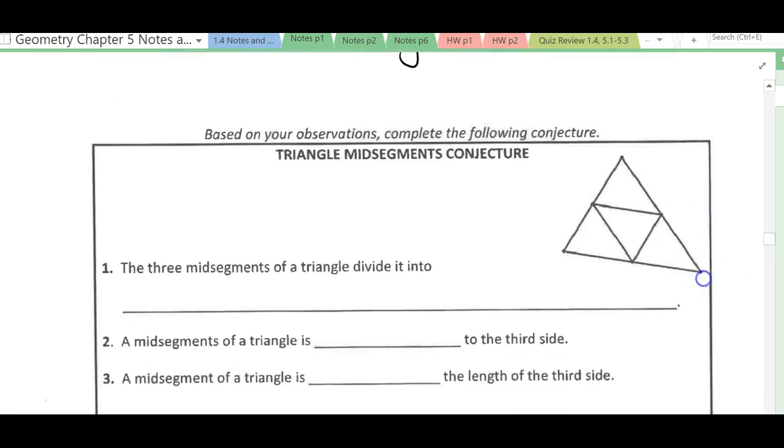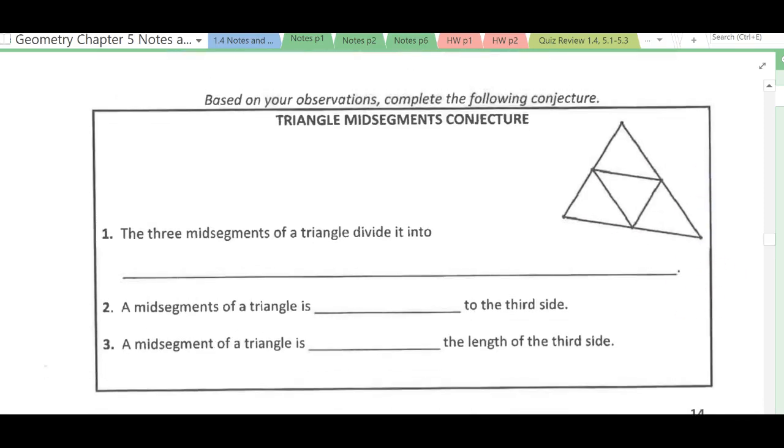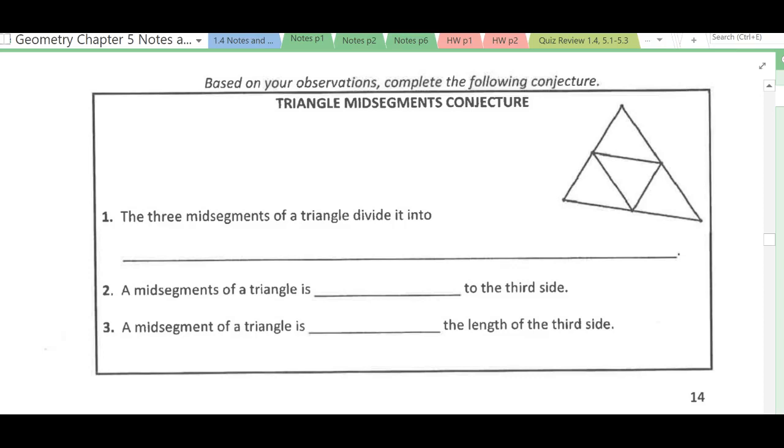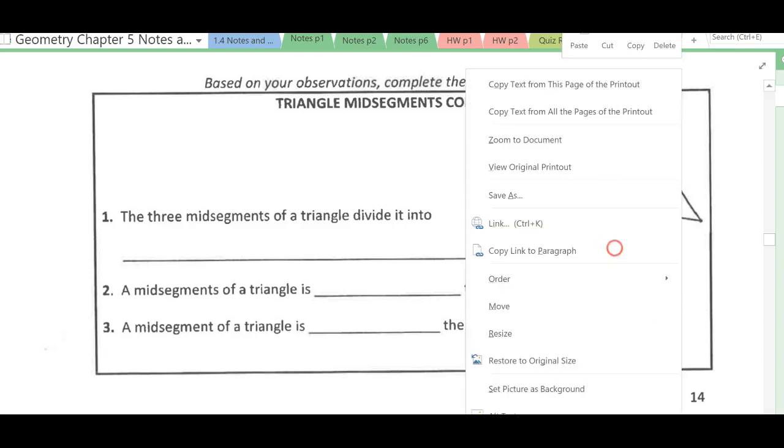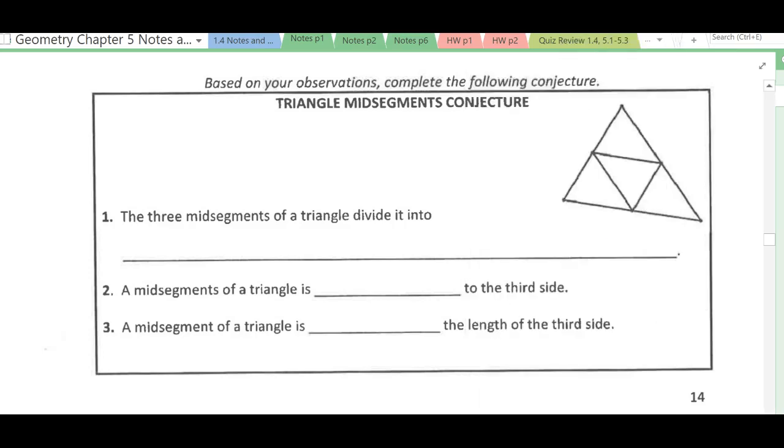So here we have a triangle with the 3 midsegments drawn in. This is our triangle midsegment conjecture. The 3 midsegments of a triangle divide it into 4 congruent triangles.